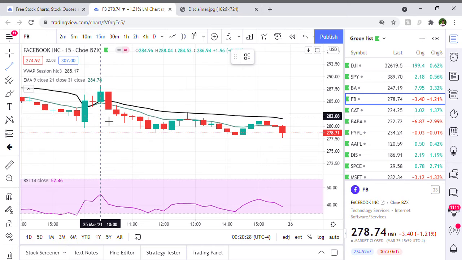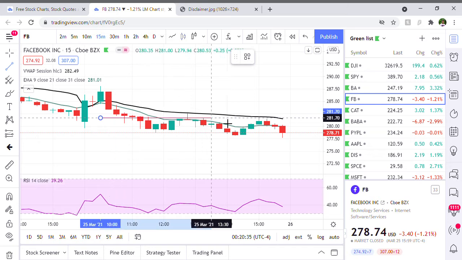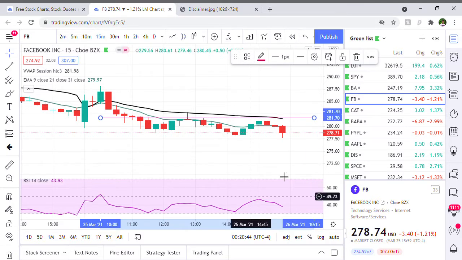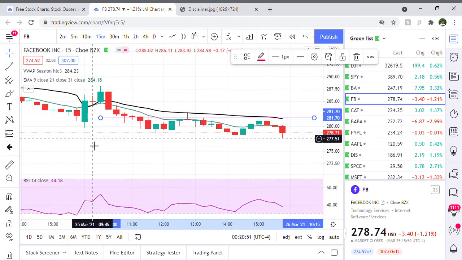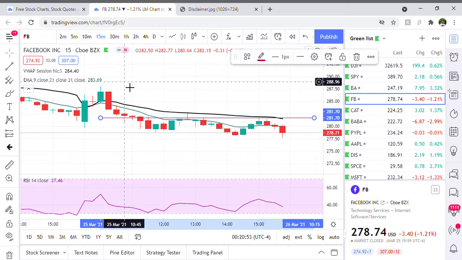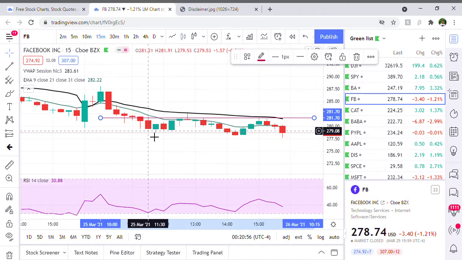Always, my entry will be a little bit, maybe 20 cents, below the close of this candle. So I have drawn a line. Below this line, or at this line, is my entry. Okay, we'll switch to the 5 minute chart, and we'll wait for a little pullback on Facebook. It may or may not touch the 9 EMA.